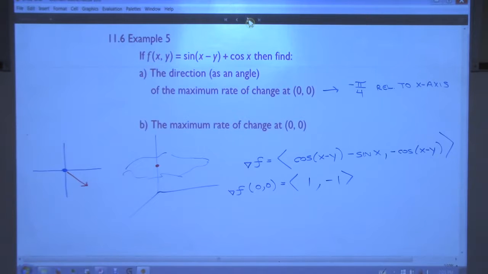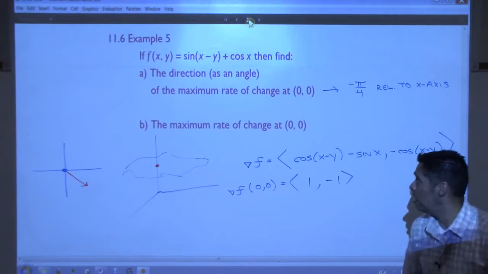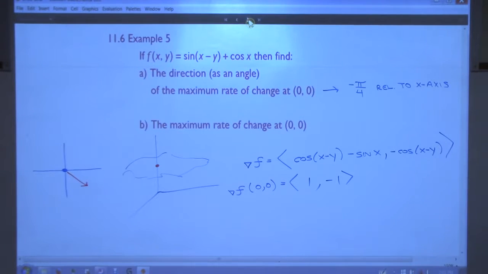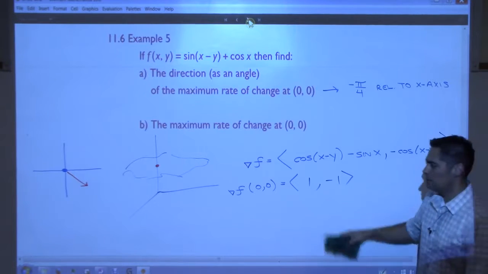We good? That answers part A. What about part B? Find the maximum rate of change. So what is that maximum rate of change? It's the magnitude of that derivative. So all you have to do is take the magnitude of this.